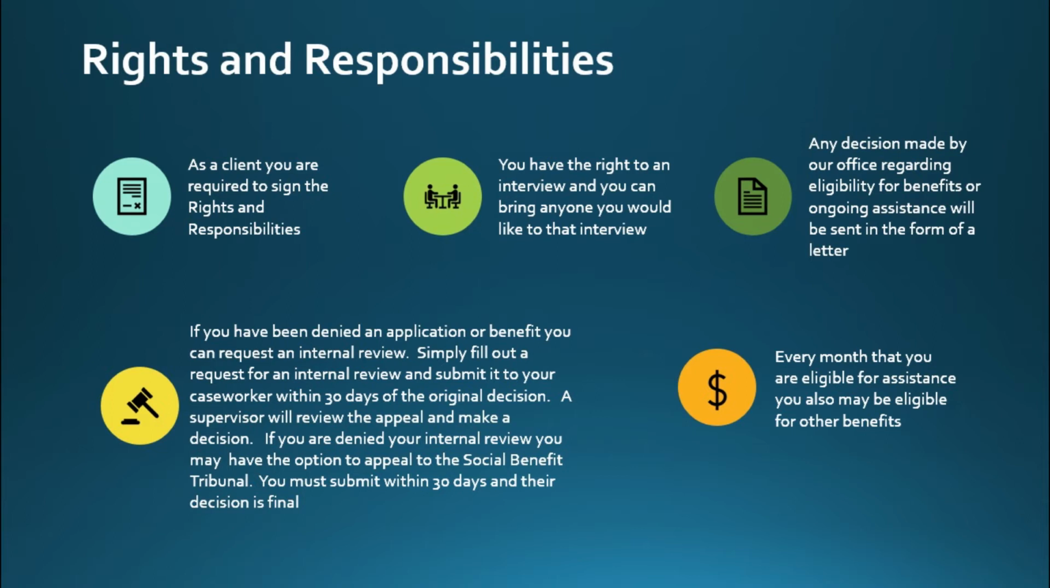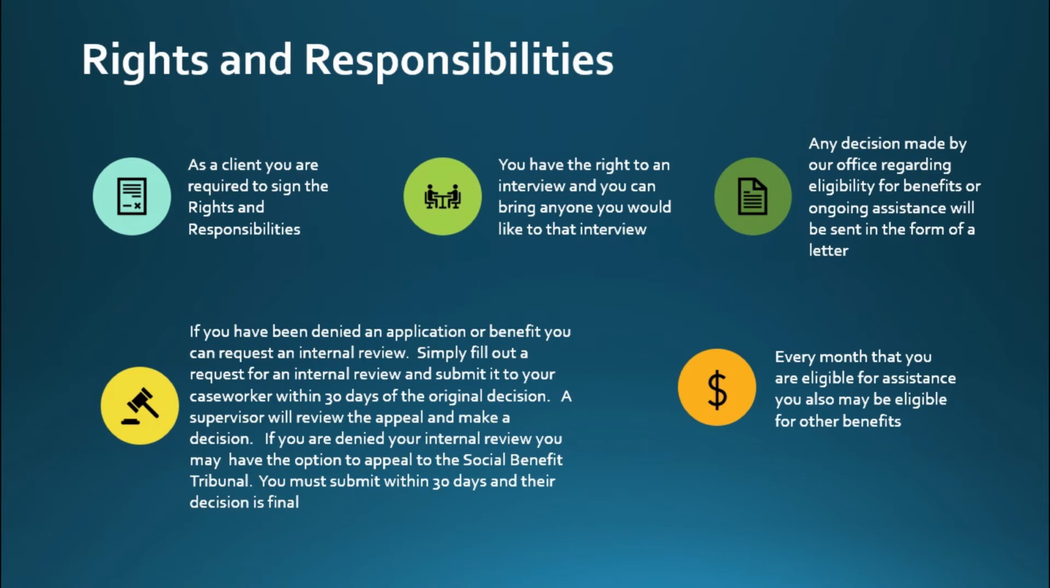Simply fill out a request for an internal review and submit to your caseworker within 30 days of the original decision. A supervisor will review the appeal and make a decision. If you are denied your internal review, you may have the option to appeal to the Social Benefits Tribunal. You must submit within 30 days and their decision is final.